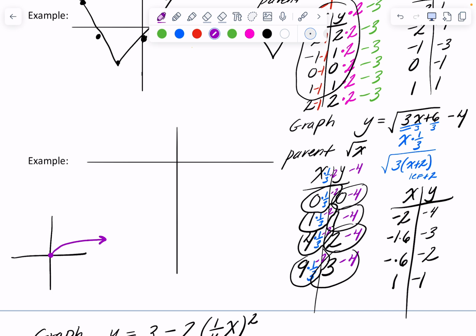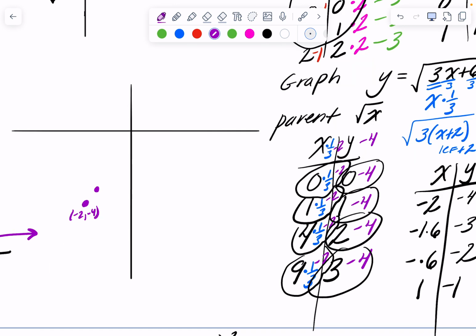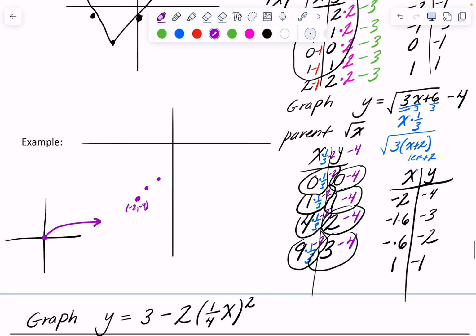So negative 2 down 4. I'm just guessing here. Negative 2 down 4. Like the negative 1.6 down 3. Negative 0.6 down 2. Not drawn to scale at all. Over 1 down 1. Is it still looking like a sideways parabola? Looks good. So I'm like, okay. Good, good, good.